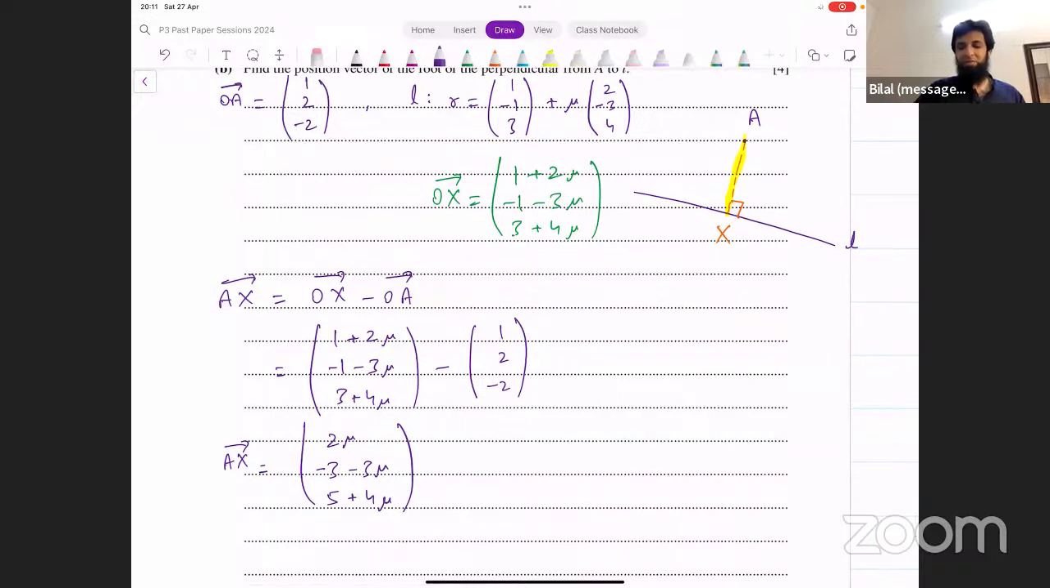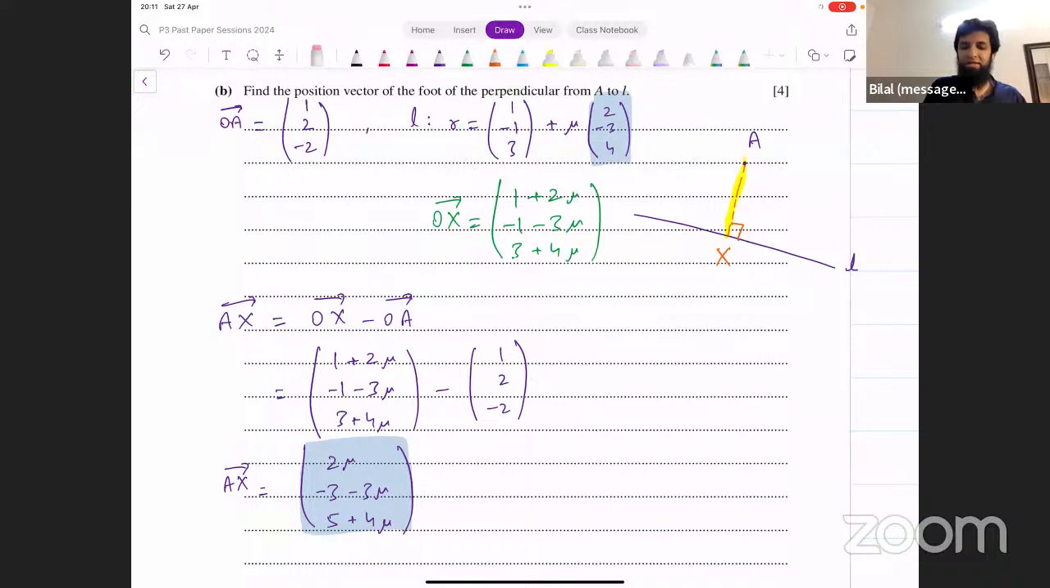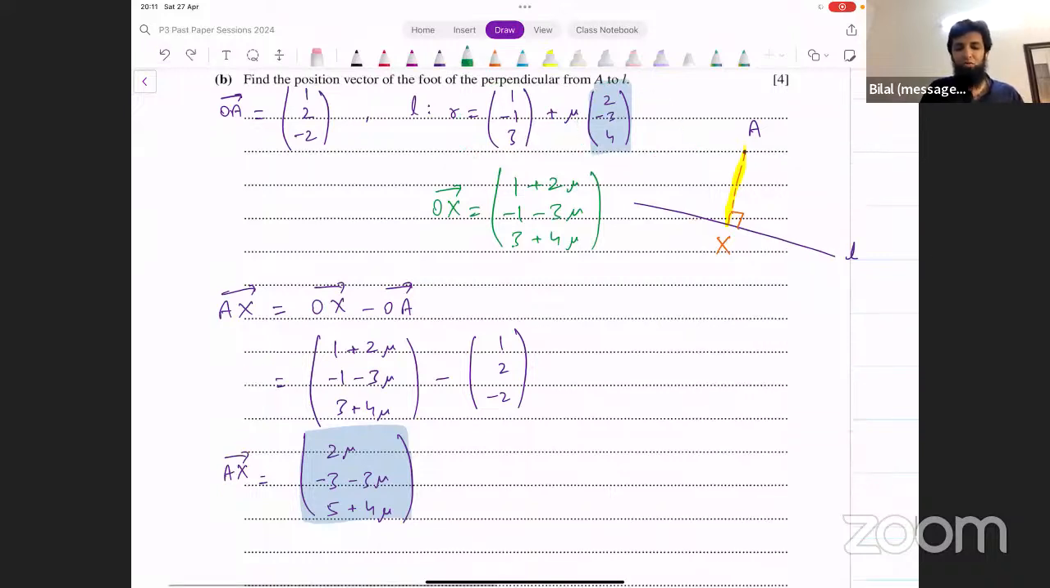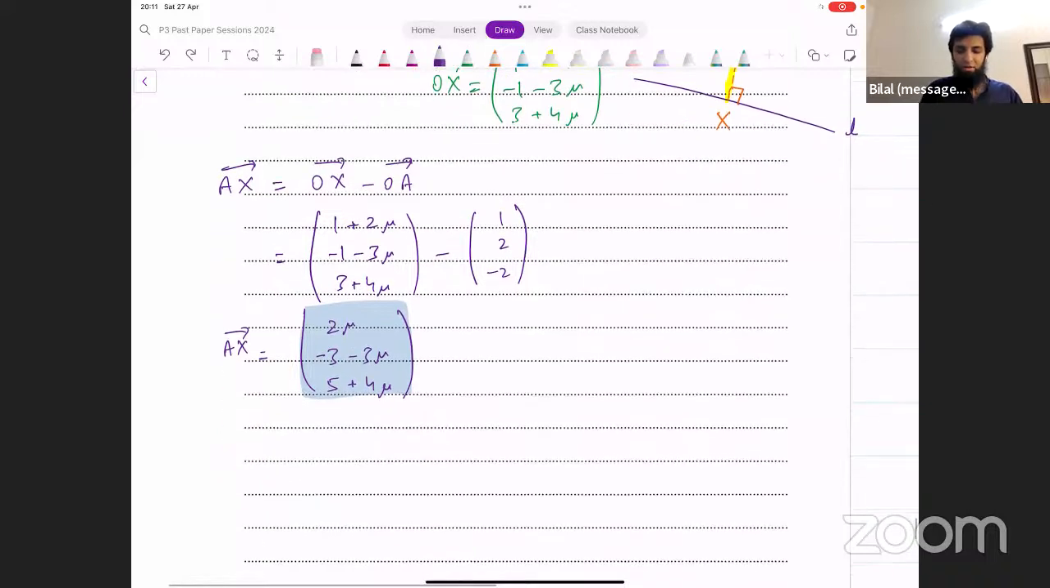Since the line is perpendicular to the vector AX, we can say the dot product of the vector AX and the direction vector of the line L. Remember, dot product only works for vectors. So we're not going to consider the whole line here. We're just going to consider the direction vector of the line. Direction vector of line is 2 minus 3, 4. We say the dot product of AX and the direction vector of L is supposed to equal 0.